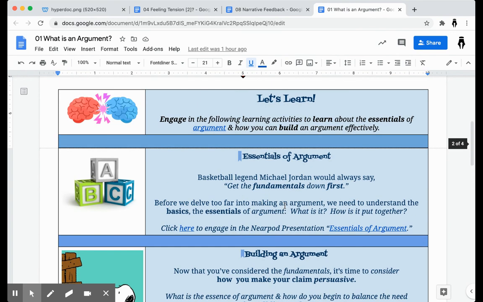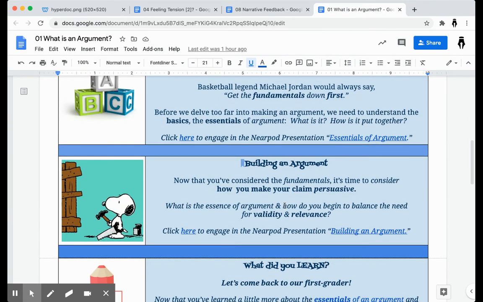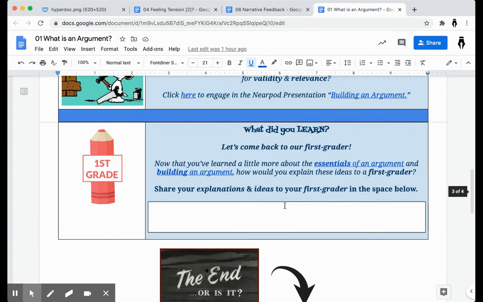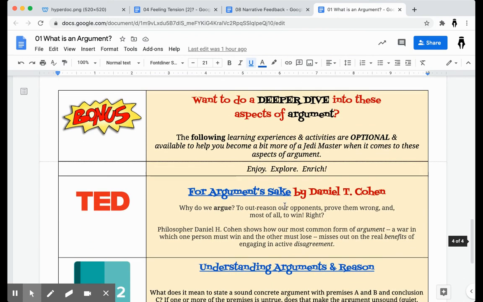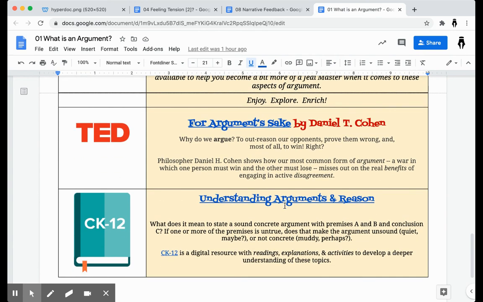And that became how Hyperdocs not only facilitated synchronous learning, but also asynchronous interactions, which freed me up and flipped the classroom to conference with students one-on-one. And then at the end, it allowed students who were interested to do a deeper dive. I was able to just dump links and explanations to TED Talk and CK12 resources, so students that were interested could go a little further in the topic should they so desire.